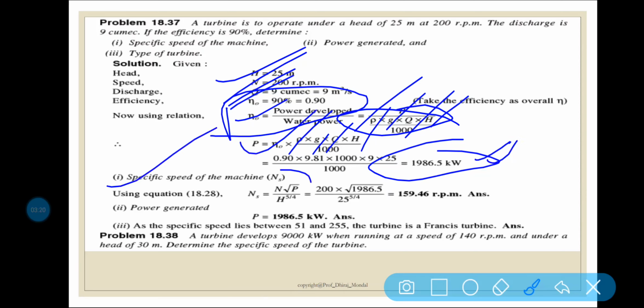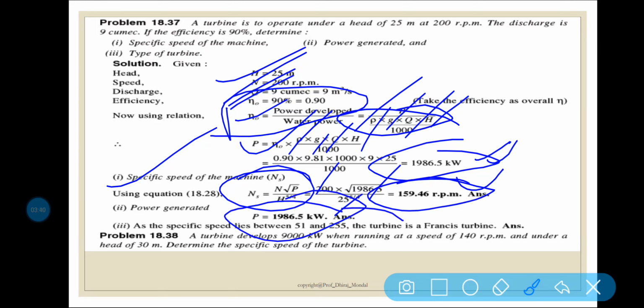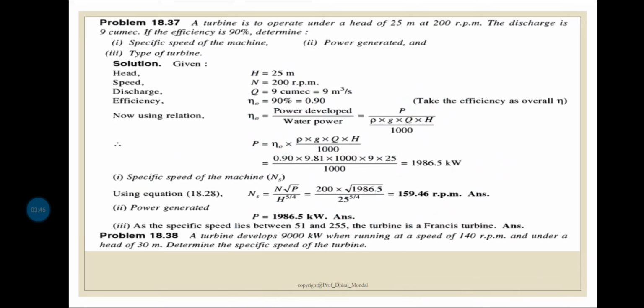Now specific speed is N root P over H to the power 5 by 4. N is given, power I have already got, and H is 25. So we get 159.46 rpm, that is your specific speed. The power generated is this, the specific speed is this, so it is coming under 51 to 225, so it is a Francis turbine. I think it is clear.